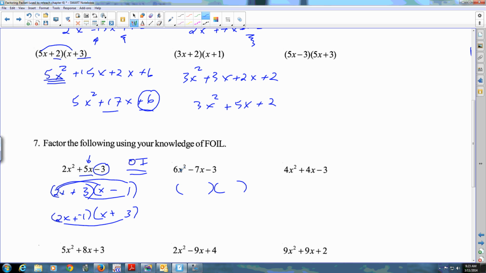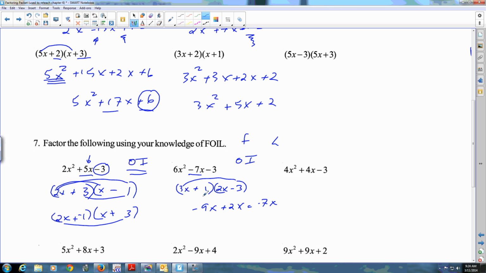Okay? I'm going to guess it's 3x and 2x. I'm going to guess it's 1 and 3. This is negative, so one's a positive, one's a minus. And now you check the O and the I, because you forced the front and the last to work. So it's a waste of time to check it. So check the outside. Minus 9x plus 2x gives you minus 7x. Sure enough, you got the middle. I guessed it right. I totally guessed, guys.